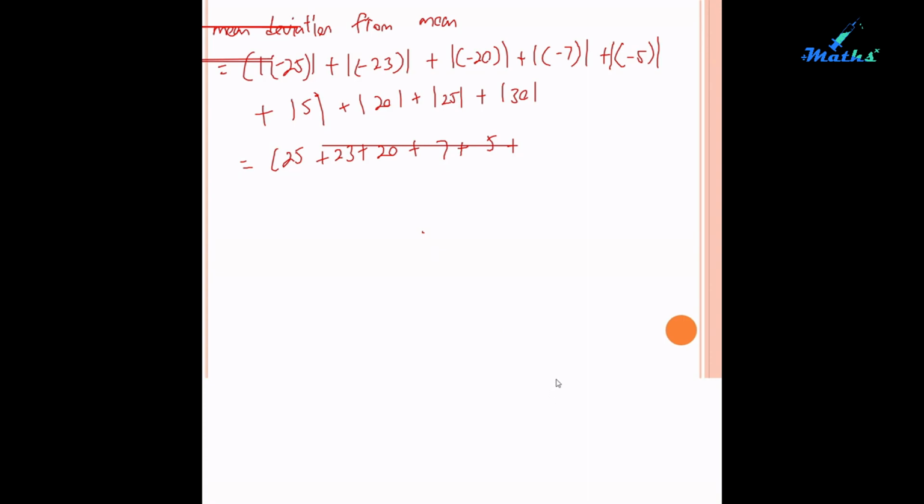So the final answer we will get is 25 plus 23 plus 20 plus 7 plus 5 plus 5 plus 20 plus 25 plus 30, and we need to divide it by the total number of the data. There are 9 data, so we will get 17.78.